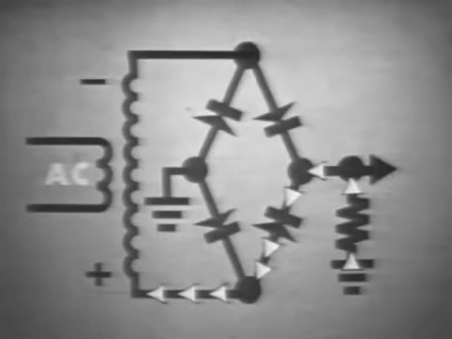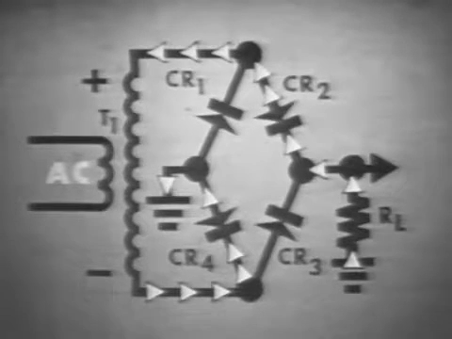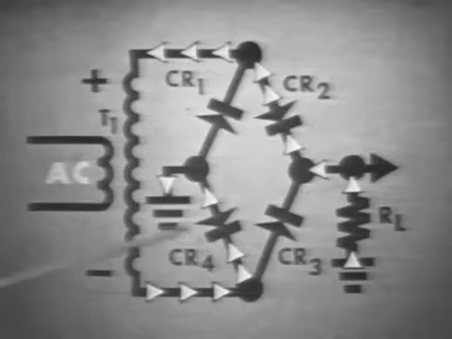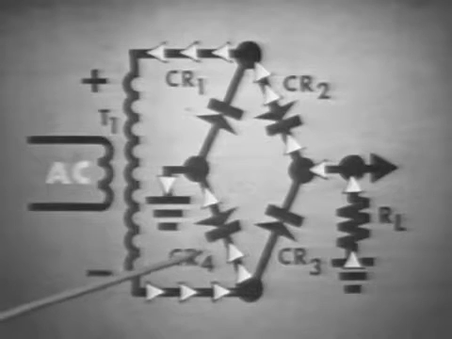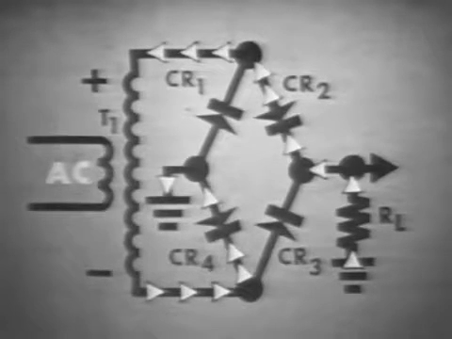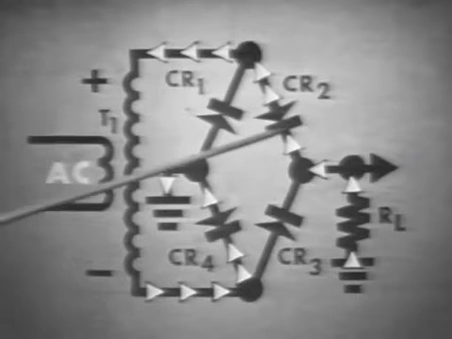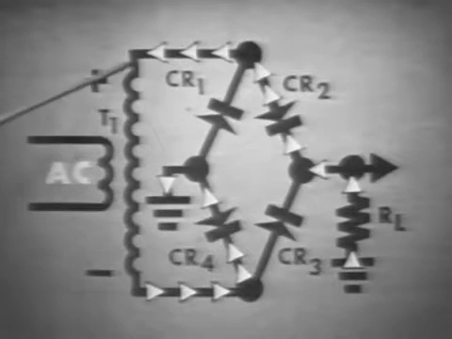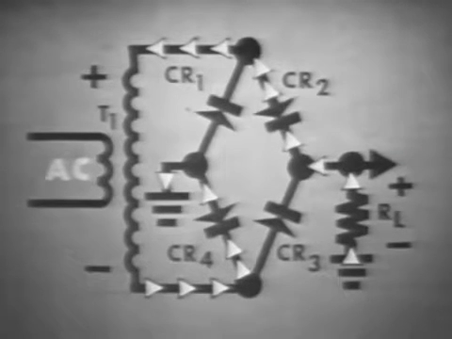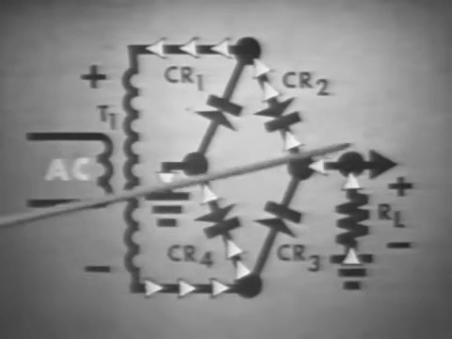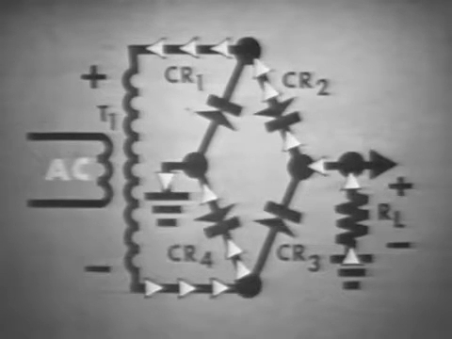Now watch as all four diodes work together to electronically switch the ground and the load connections to the secondary. With positive on the top and negative on the bottom of the secondary, CR4 conducts to ground the bottom end. At the same time, CR2 conducts to connect the load to the top end. Both CR1 and CR3 are reverse biased and will not conduct. Current flows in this direction up through R sub L, producing a positive output voltage for the load.